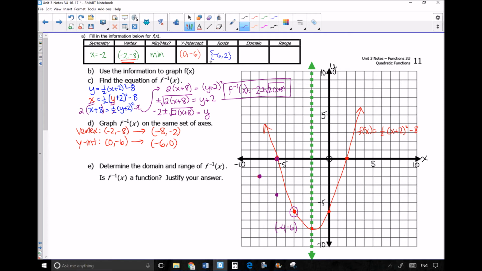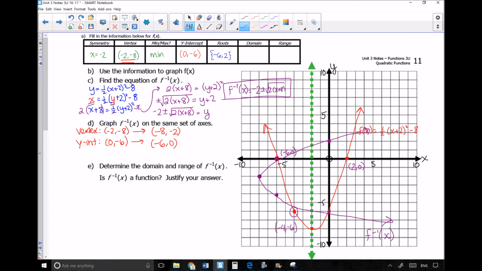We also have our roots are at 2, 0. So if this is 2, 0, then when I switch it, I would go to 0, 2. Okay, and if this point right here was negative 6, 0, then I would switch it and I would go to 0, negative 6. So then once I've done that, I can see right here that this is going to be what my inverse function ends up looking like. So this is f inverse of x.